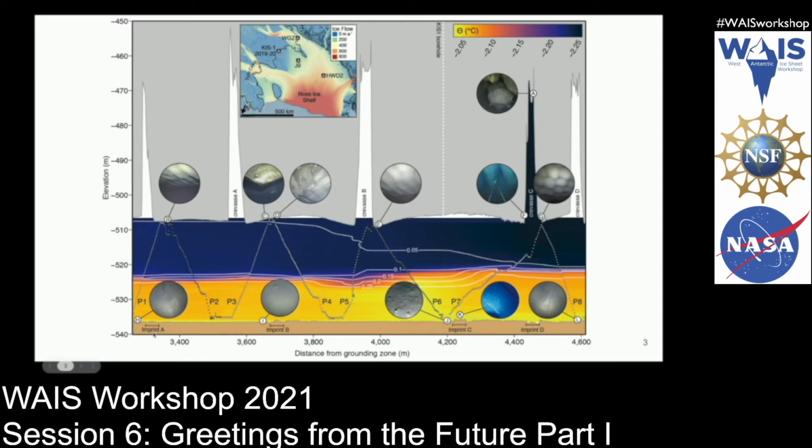And then the seafloor, there were these really nice imprints left from the crevasses, and the crevasses are all moving to the right. So these imprints align with these crevasses labeled here. And here are some images of what the seafloor looked like.